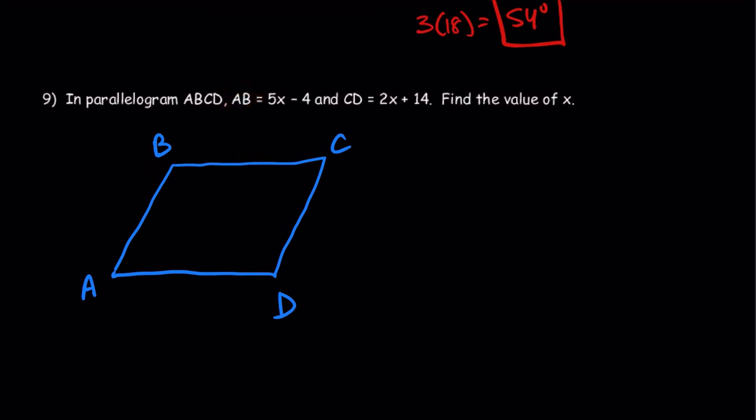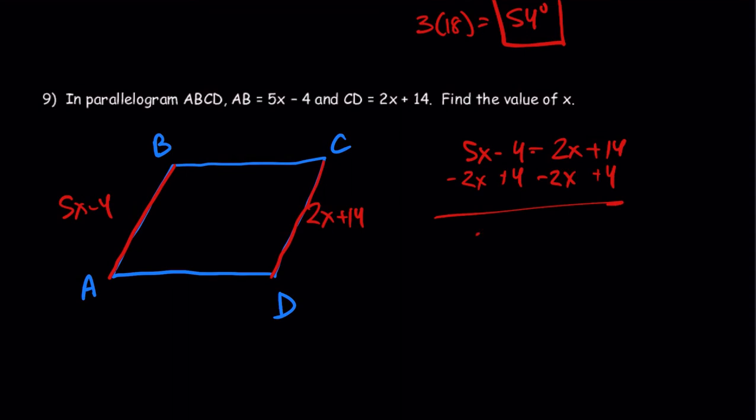AB is a side. AB is this side here. That's 5x minus 4. Use a different color to highlight that. That side, 5x minus 4. CD is this side. It's 2x plus 14. Well, opposite sides, they're equal. 5x minus 4 equals 2x plus 14. I'll subtract 2x from both sides. So I'm moving the x to the left. Means I have to add 4 to move that to the right. 5x minus 2x is 3x. That's 18. Divide by 3. X is 6. And guess what? Find the value of x. Awesome. I'm done.